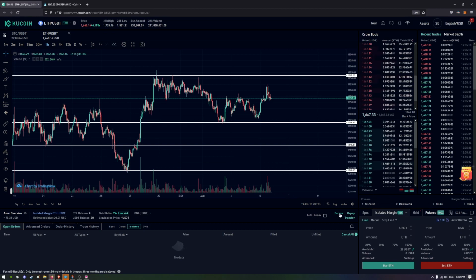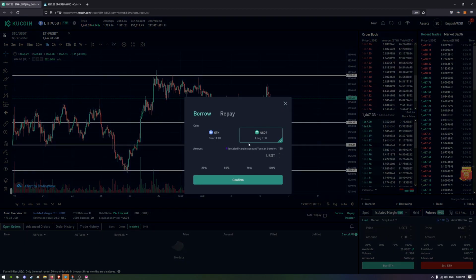Now to borrow, since we're doing a short, click on borrow, and we're not borrowing Tether for this example, right? A short means that you're borrowing Ethereum. So click on Ethereum. And then these numbers at the bottom, 25%, 50%, 75%, and 100%, these are all leverage amounts. So this is isolated margin 10x. 10x would be 100%. 7.5x, 75%. 50%, 5x. 25% is 2.5x. So for this example, we're going to use 25% or 2.5x.